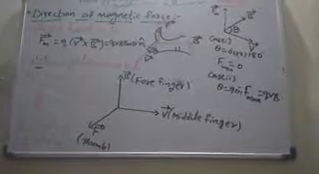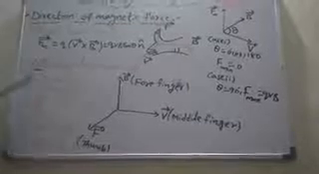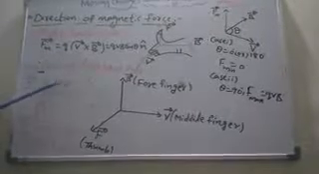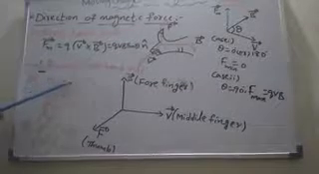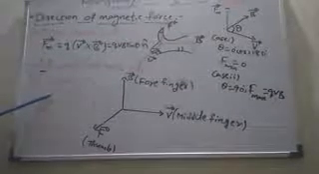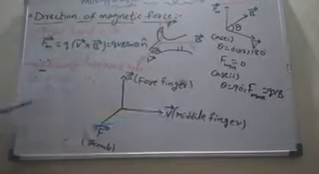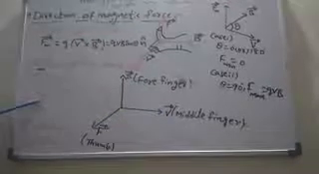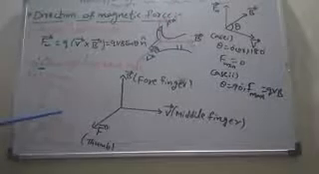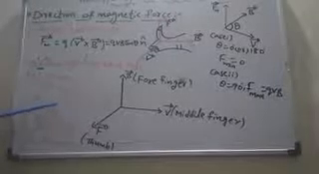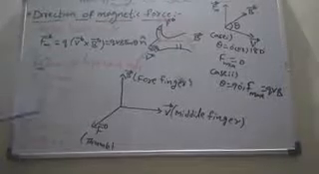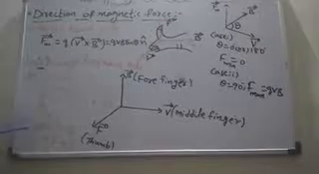Let's take one small example. Suppose a charge Q of 1 microcoulomb, 10 to the power of -6 coulomb, is moving with a velocity of 1 meter per second along the x-axis. The magnetic field is along the y-axis and is 1 Tesla. What is the magnetic force acting on the charged particle?